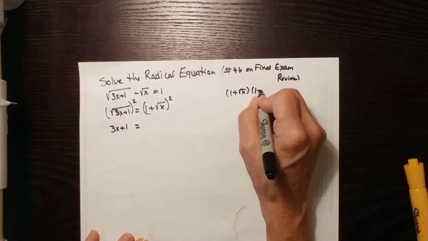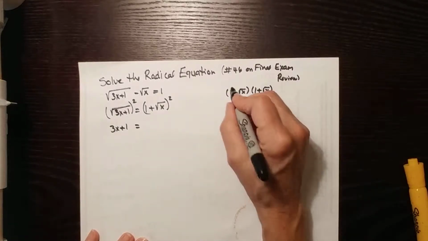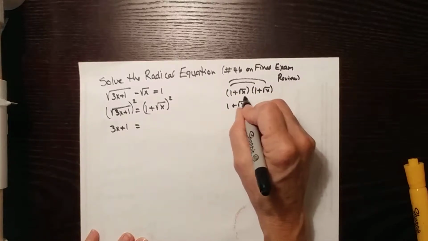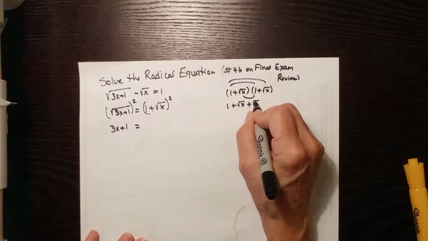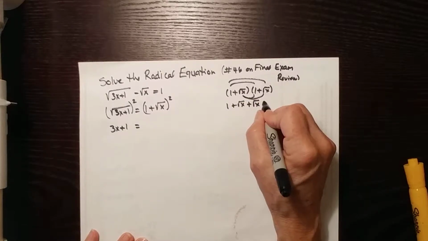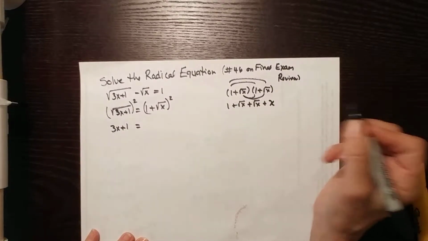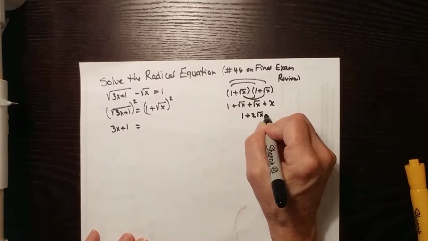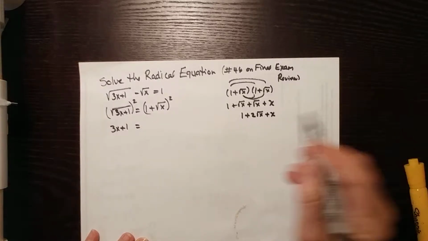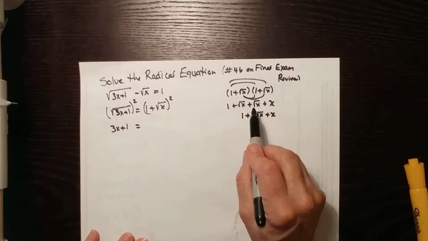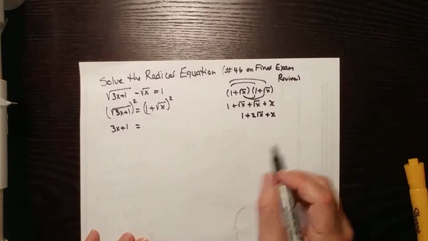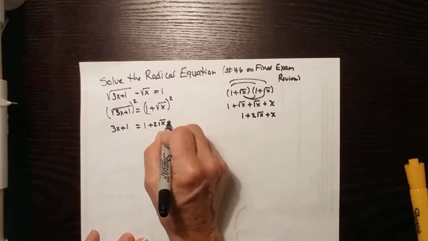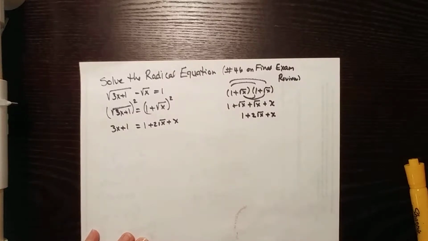I'm going to do this carefully. I'm going to expand it. 1 times 1 is 1. 1 times the square root of x is the square root of x. The square root of x times 1 is the square root of x. And the square root of x times the square root of x is just x. 1 plus 2 times the square root of x plus x is what I get, because 1 square root of x plus 1 square root of x is 2 square root of x. So on the right-hand side, I get 1 plus 2 square root of x plus x.